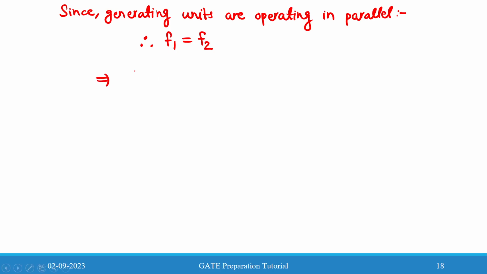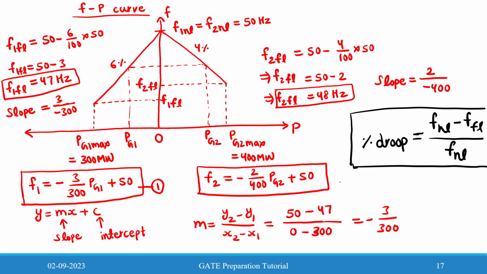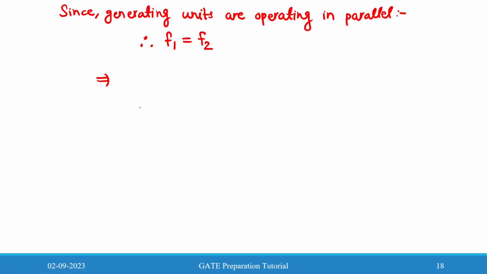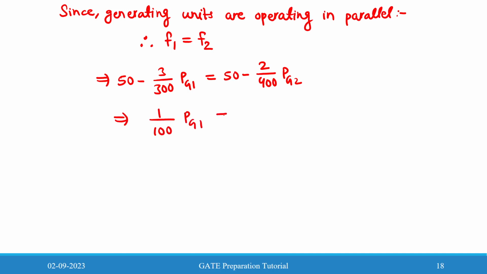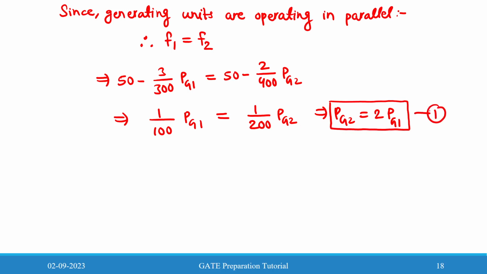So from the last one, you can take 1 and 2, you will put F1 and F2: 50 minus 3 divided by 300 Pg1 is equal to 50 minus 2 divided by 400 Pg2. So it will be 1 divided by Pg1, 1 divided by 200 Pg2. So Pg2 will be 2 into Pg1. So this is the first expression, and also we have given that Pg1 plus Pg2 is equal to PL, total load. Total load is 600 megawatt.